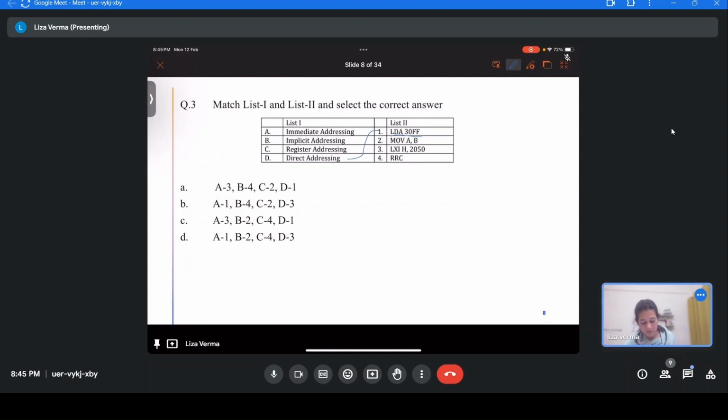MOV A, B is implicit. LXI H, 2050 is immediate. And madam, RLC is it not register? Excuse me, MOV A, B, is it not register? Both the operands are registers, like A and B. Yeah, that is register addressing mode.